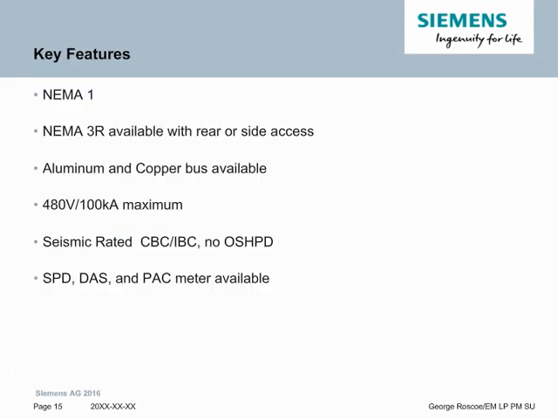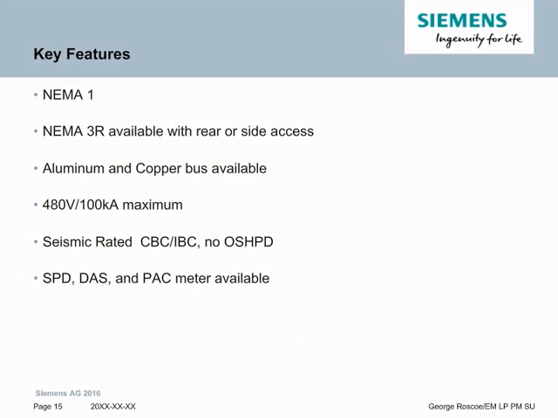In summary, a lot of the great key features of the Skinny Main are the same as its original counterpart. It's available in NEMA 1. NEMA 3R is available with rear or side access during installation. Copper and aluminum bus are available. It can go up to 100 kA maximum. It's seismic rated CBC IBC. There is no OSHPD certification for this design.